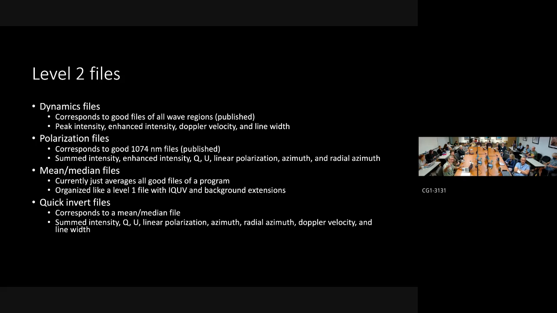And then the kind of higher order processing is the quick invert file. Corresponding to every mean or median file is a quick invert file that calculates the things that we had earlier in the dynamics and polarization, right? So you'll have an intensity, you'll have your Q and U average, but then you'll have linear polarization, azimuth, radial azimuth, and then from the dynamics, you'll have Doppler velocity and line width. The quick invert file, I think, is the one that FORWARD typically wants to use a lot. It gives you a nice summary of a day. If you're not looking at dynamic features, it gives you nice images to look at for each day.